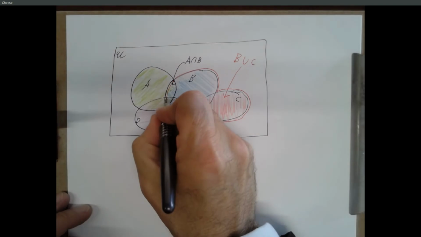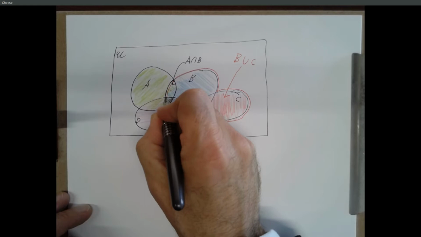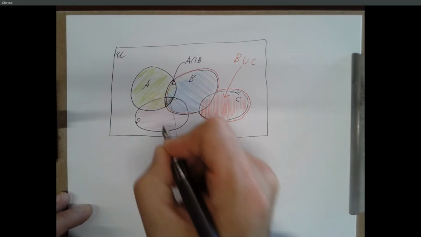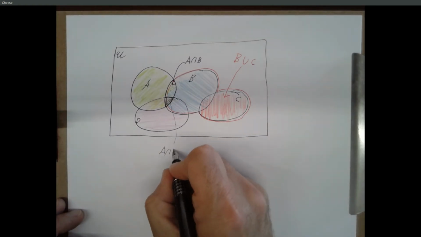And this little tiny piece down here, what would this little curved triangular piece be? A intersect B intersect D. Yeah.